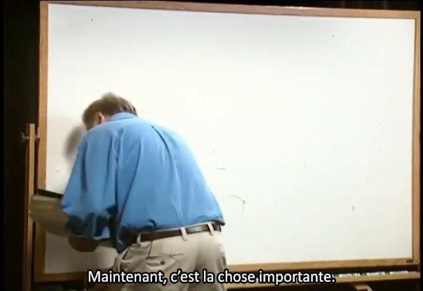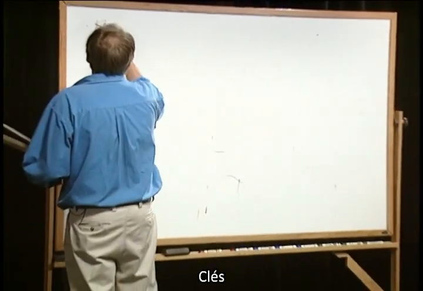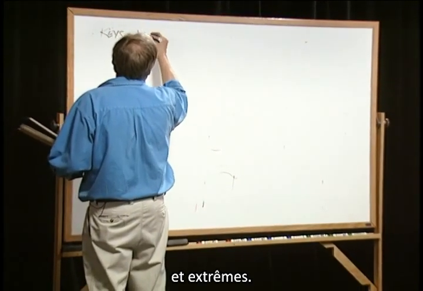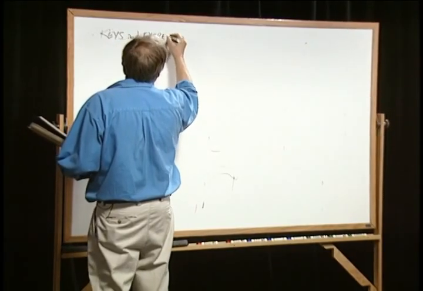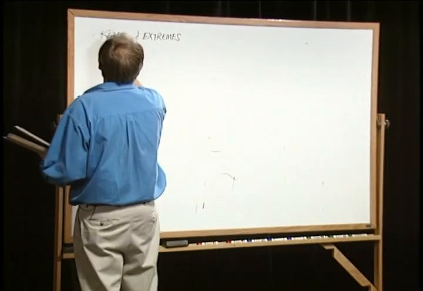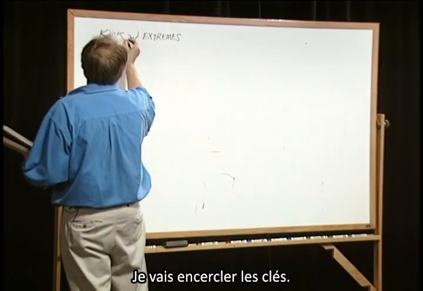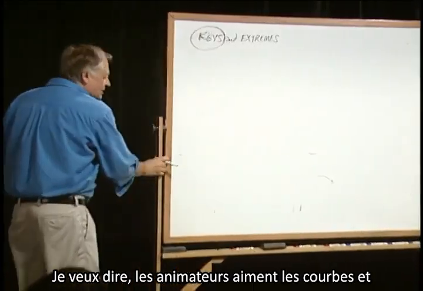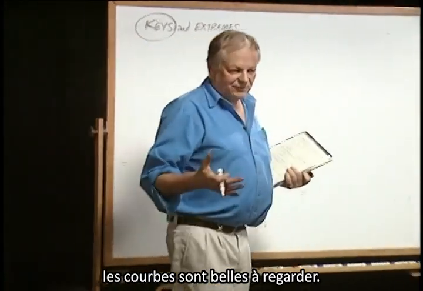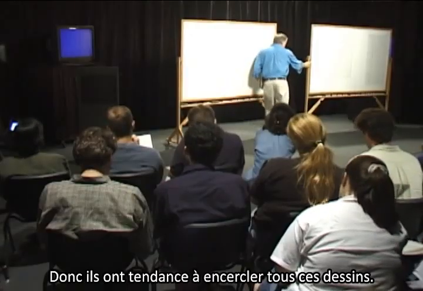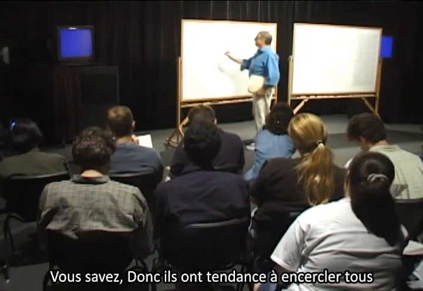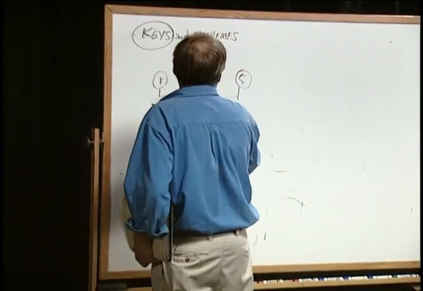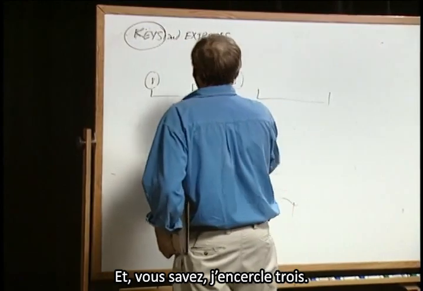Now this is the important thing. Keys and extremes. I'm going to circle the keys. Animators love curves, and curves are beautiful to watch, so they tend to circle all these drawings. You know, I'm drawing 1, here's 5, I'm circling them, and I'm circling 3.